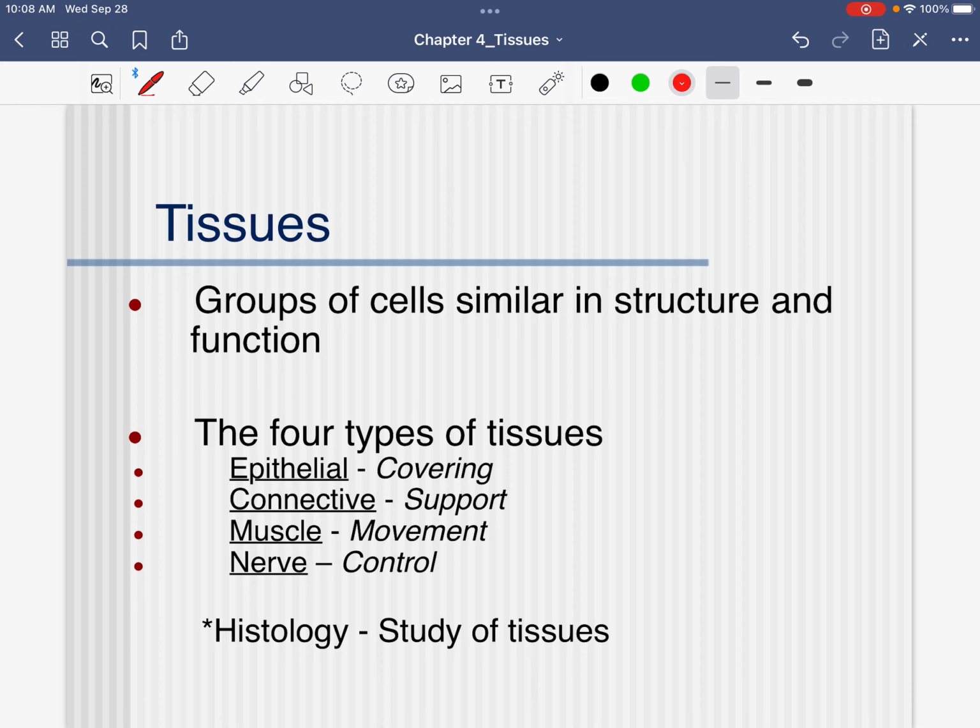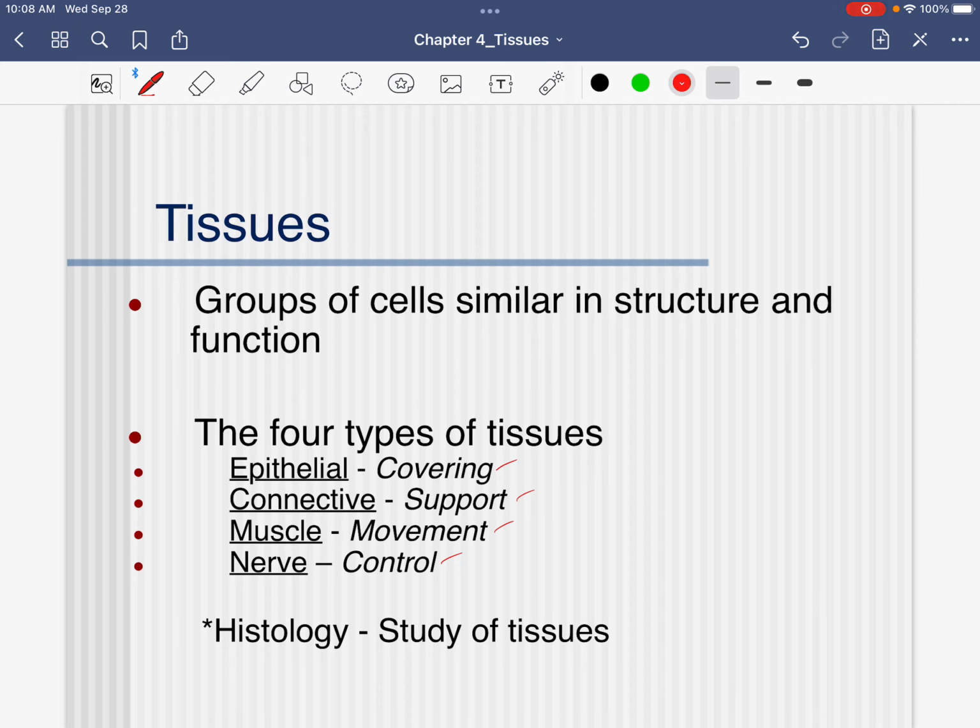All right. There are 4 main types of these tissues in our body: epithelial, connective, muscle, and nervous. You don't have to necessarily worry about these functions right now because we're going to be talking much more about each. But these are the 4 main categories of tissue.